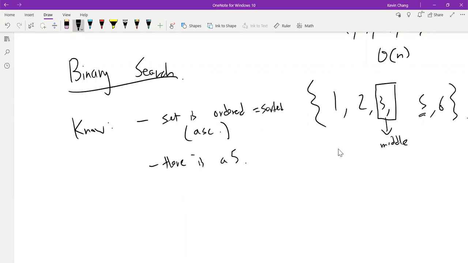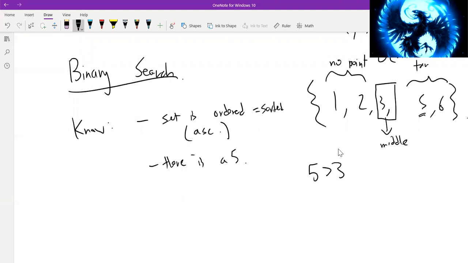Since our set is ordered, we know that 5, being larger than 3, is going to be to the right of 3. So there's no point anymore in searching these, because you know that anything to the left of 3 will be smaller than 3, and 5 is larger. So we only need to search these. So this is our target now.